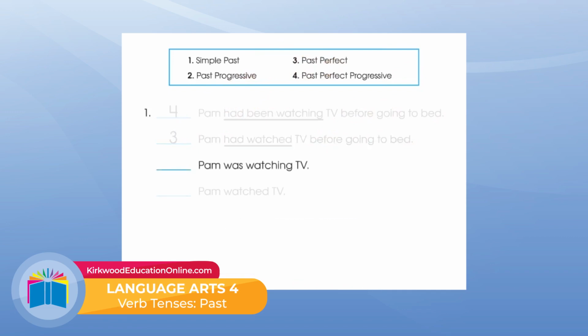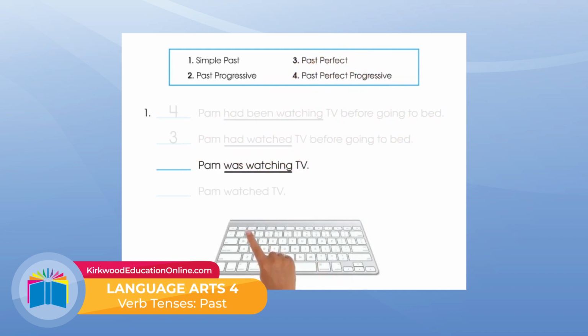Now what's the next sentence? Pam was watching TV. Well, what is it? It's past progressive. She was doing it. As you remember, past progressive indicates actions ongoing in the past, often taken place within a specific time frame. Okay, and it was a continuous action. She was watching TV. So number 2 is written on the line, and then type it on your computer.